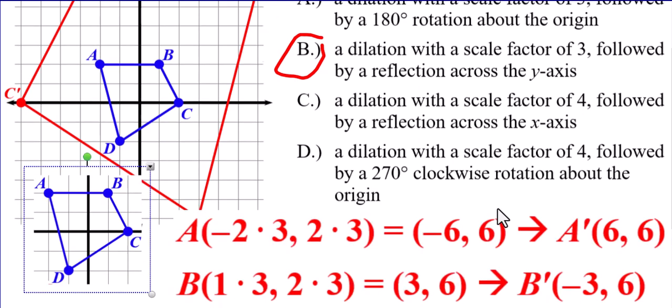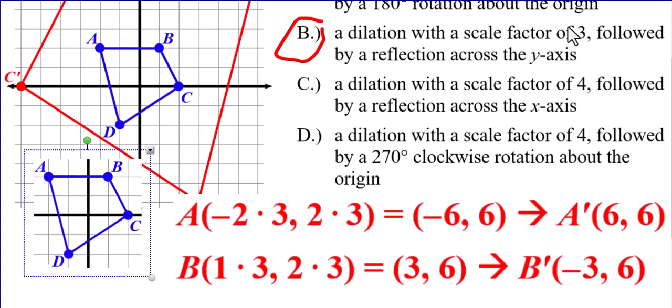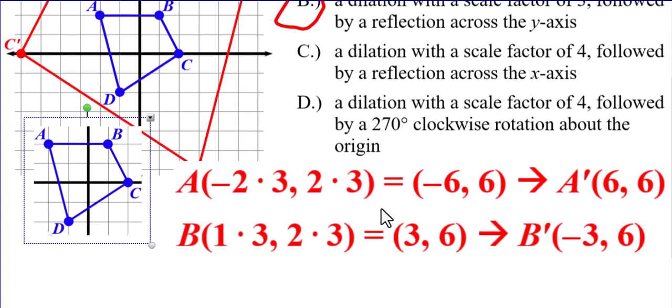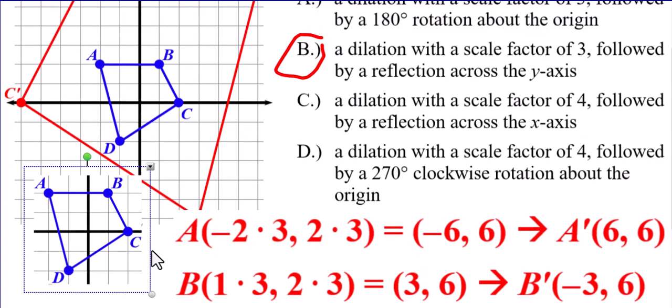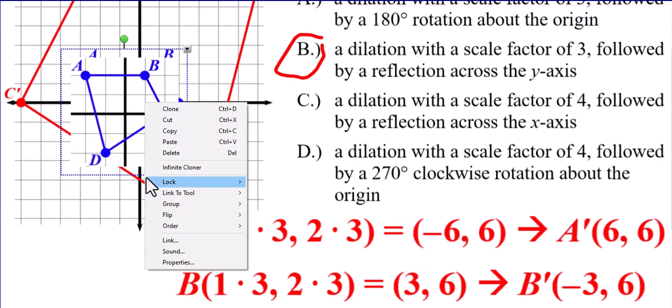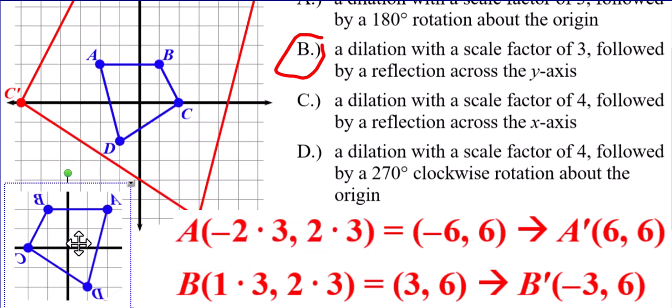But here's the work for why choice B works. If I multiply by a scale factor of 3, here's A and B being multiplied by 3, and then when I reflect it over the y-axis, that's going to make it look like this, but obviously bigger. Or you can realize that if you reflect it over the y-axis, it makes the x-coordinate change signs. So A prime, instead of being negative 6, 6, which is what happens after you multiply by a scale factor of 3, it's now 6, 6.